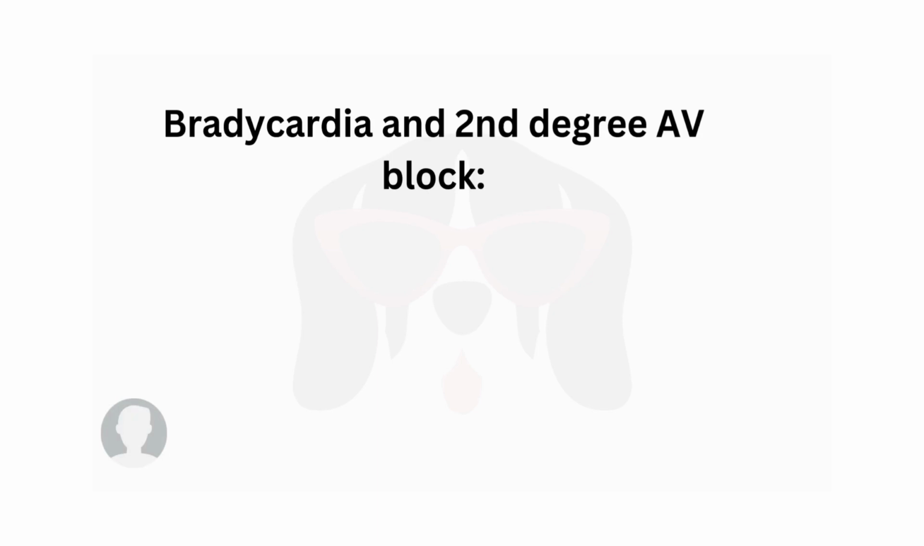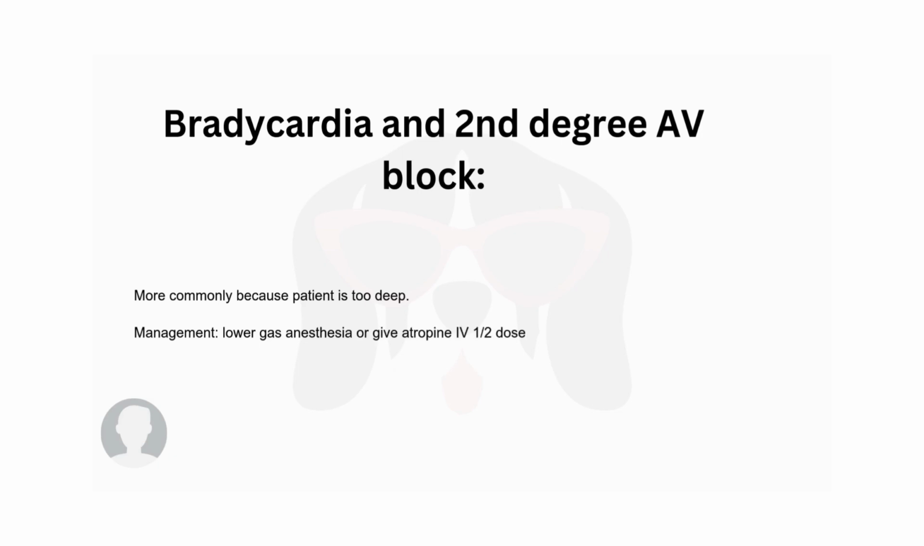Bradycardia and second degree AV block. What would you do? This is more commonly because your patient is too deep. So the way to manage that is to lower your gas anesthesia and you can give atropine IV, half dose first, to correct it.